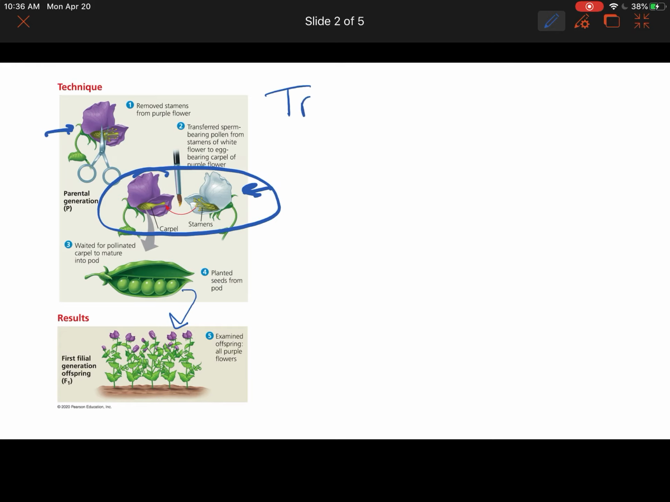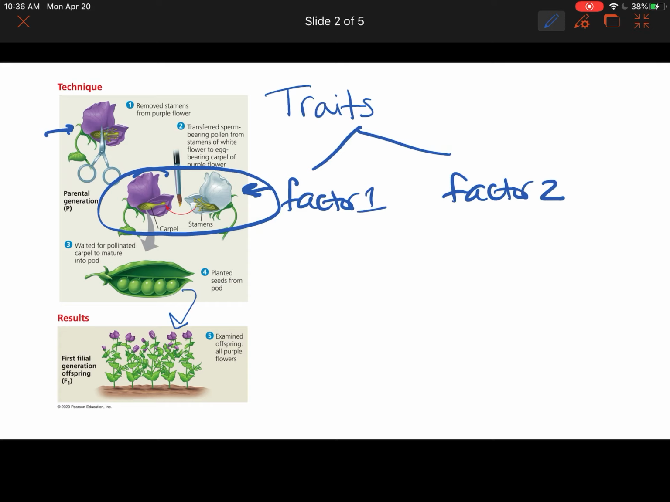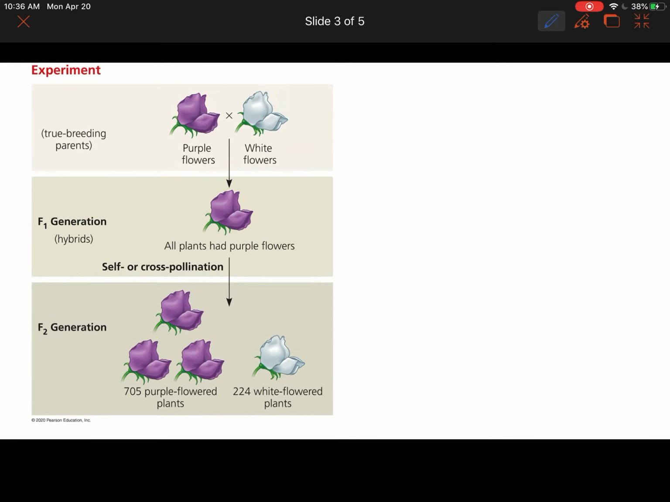Mendel called the visible characteristics traits, and as a result of his experiments, he deduced that each trait was determined by two factors, and that each organism got one factor from each parent. Okay, sounds a lot like how we talk about chromosomes and genes and alleles.